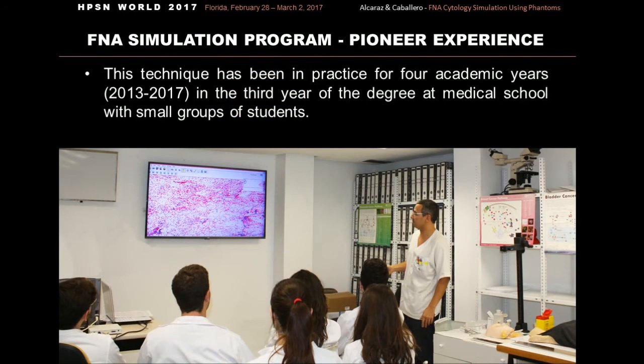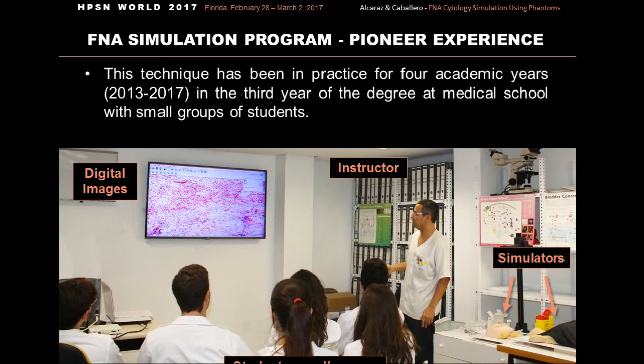This technique has been in practice for 4 academic years in the 3rd year at medical school. This picture shows how we set the stage. We have small groups of students from 4 to 8 and an instructor. We use digital images and our simulators. As you can see, the instructor is by the student's side, stimulating them during the sessions. Look at the microscope in the upper part of the picture. We will talk about it later on.